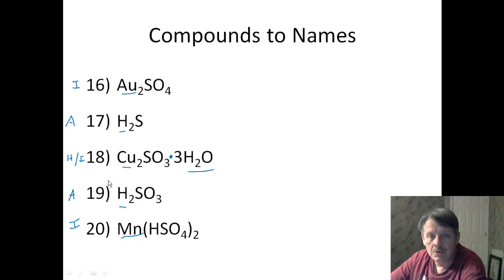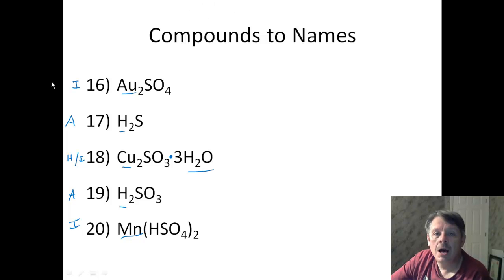So let's go ahead and do this. This is gold sulfate up at the top. I believe what we're doing here is we're saying that gold, I'm not sure if gold can take on multiple charges, but if it can, then it would be gold 1. Otherwise, it would just be gold. I don't remember. But it's either gold or gold 1 sulfate.